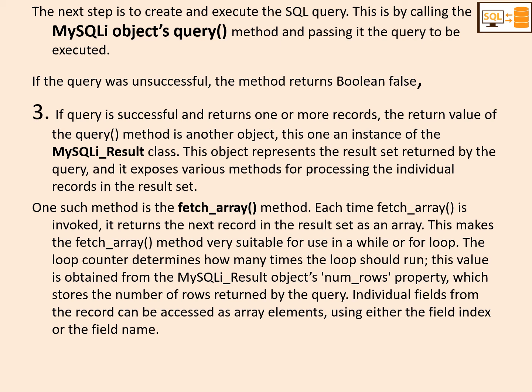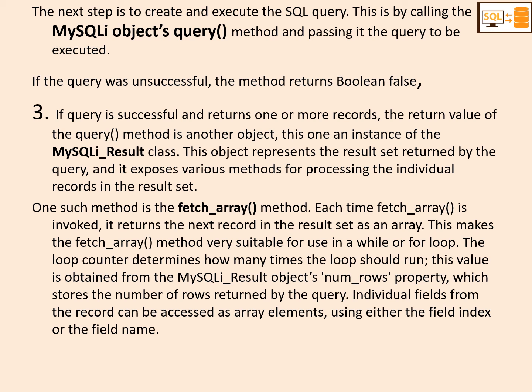Each time fetch_array is invoked, it returns the next record in the result set as an array. This makes the fetch_array method very suitable for use in a while or for loop. The loop counter determines how many times the loop should run. This value is obtained from the MySQLi result object's num_rows property, which stores the number of rows returned by the query. Individual fields from the record can be accessed as array elements using either the field index, or we can use the field name, row of 0, like that.